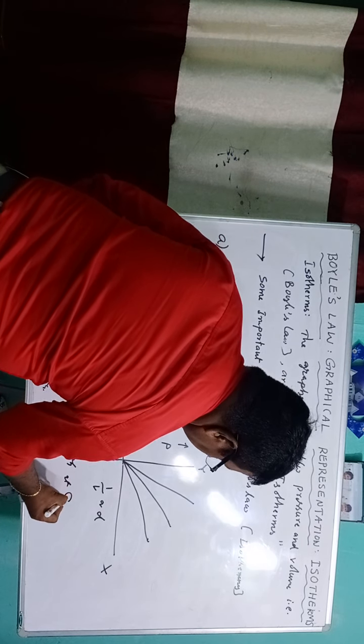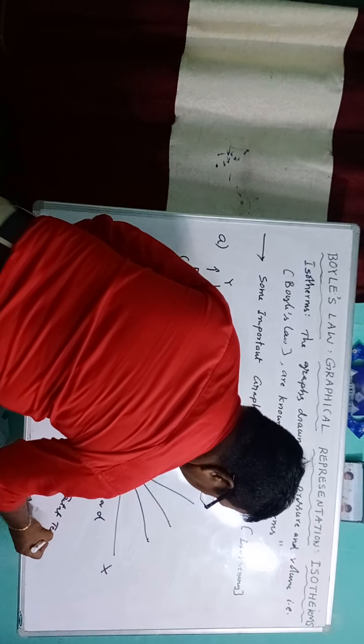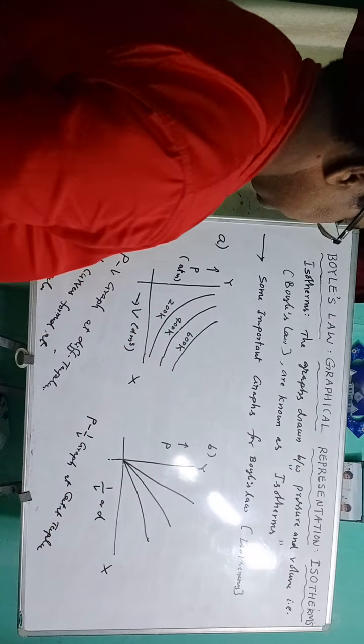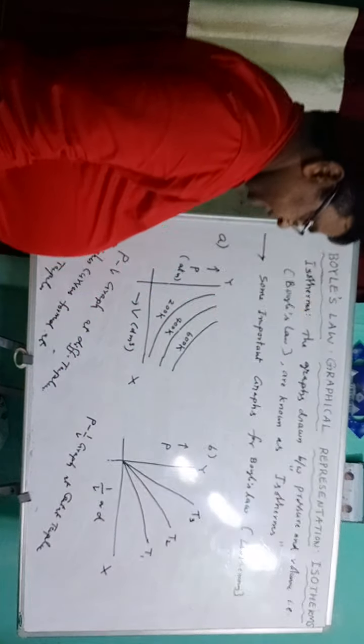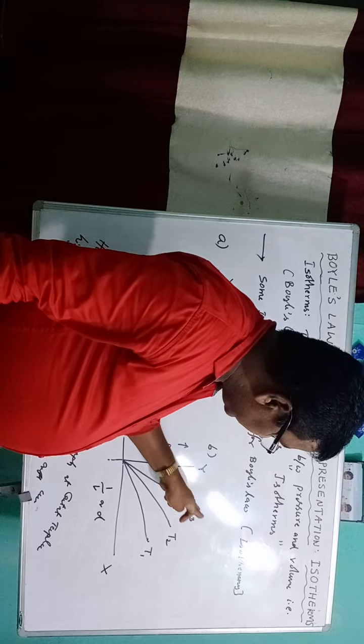At constant temperatures, here this is the first curve T1, T2, T3. The slope of this graph increases with increase in temperatures, and also T3 is greater than T2, greater than T1.